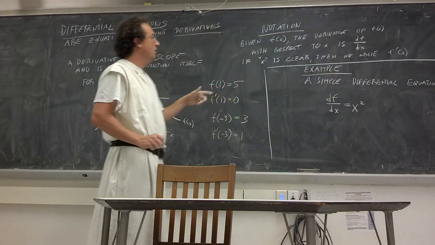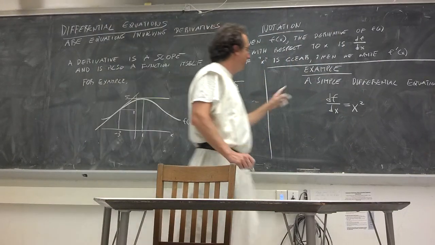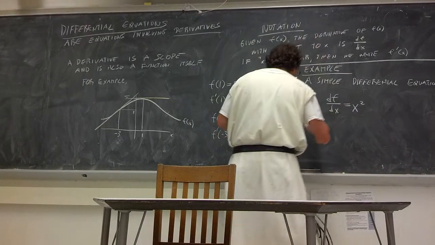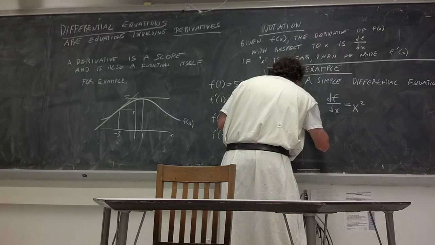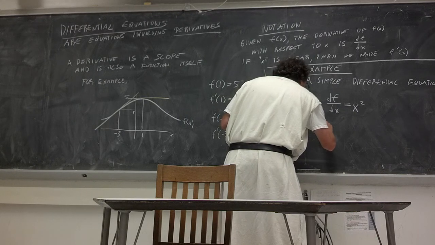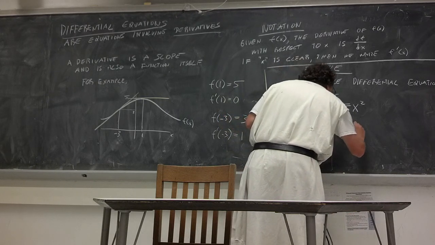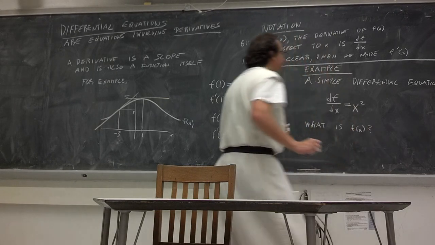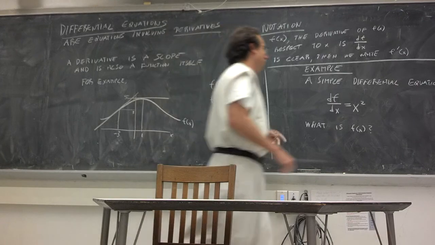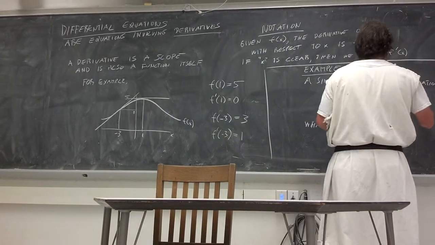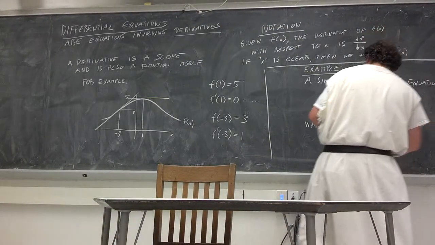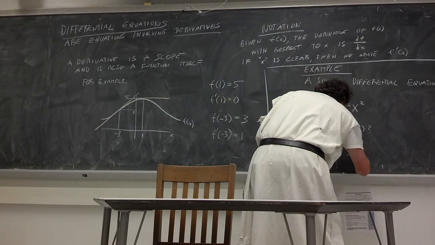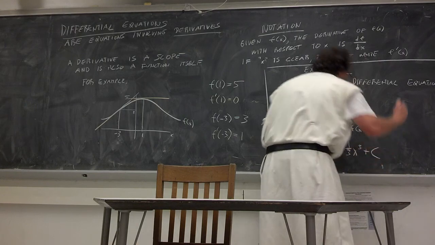Here we are given the value of the derivative, but we're not given the value of the function. So the question now becomes to solve: what is f of x? Well, f of x in this case is 1/3 x cubed plus some constant.